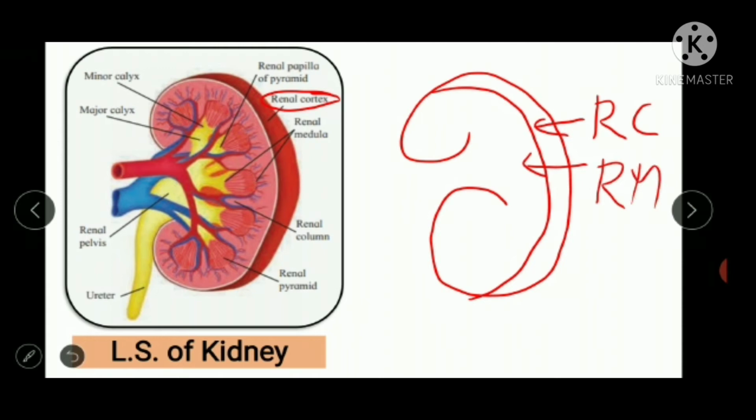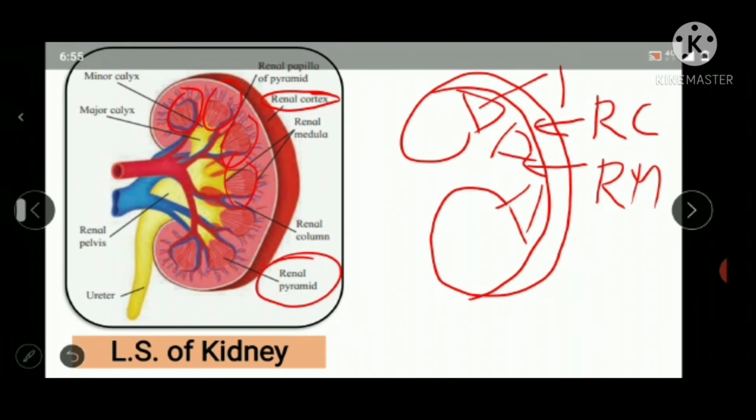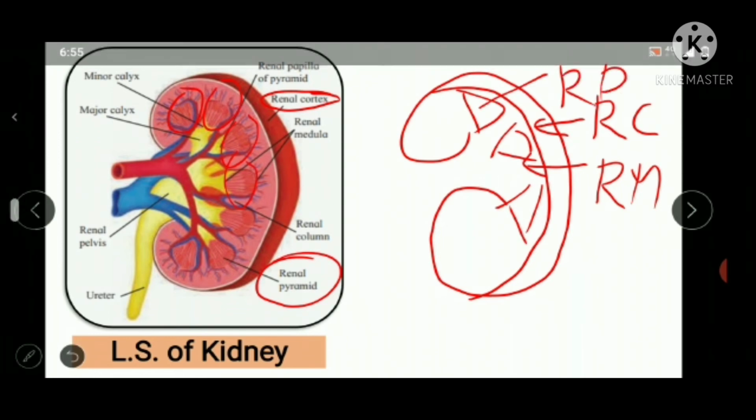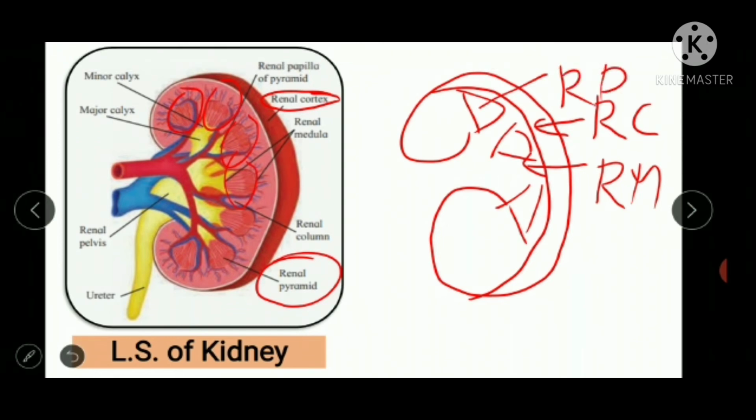This medulla consists of many triangular structures. Here you can see 1, 2, 3, 4. There are 7 to 8 or 13. Till 13, these triangular structures are present. These triangular structures are called as renal pyramid.